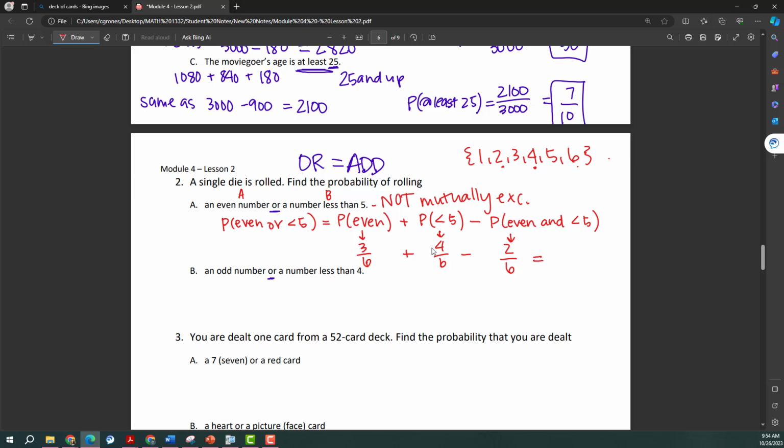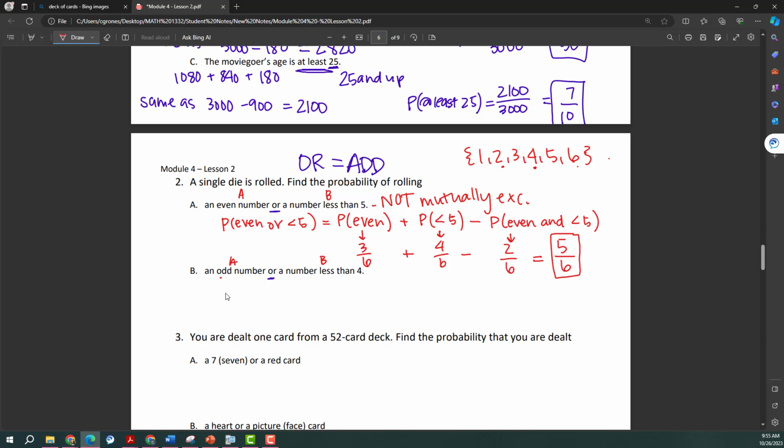So we are going to add them up. Anytime you add fractions, our denominator stays the same. So we have 6. And then we're going to add 3 plus 4 is 7. 7 minus 2 equals 5/6. On these, I would suggest leaving them as the not reduced fraction, so you can add and subtract them easily.